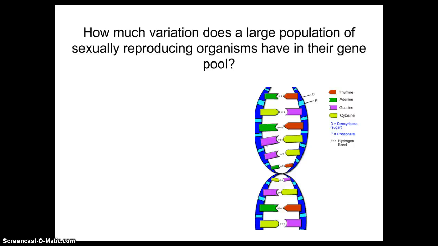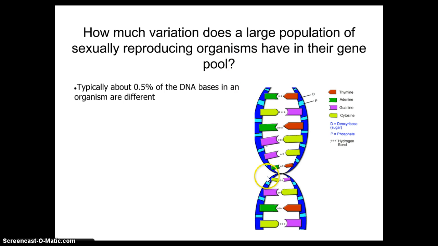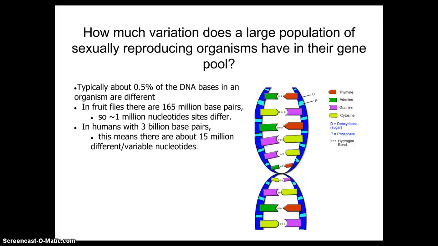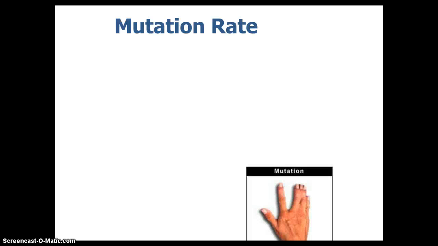How much variation does a large population of sexually reproducing organisms have in their gene pool? Typically about 0.5% of their DNA bases, the A's, T's, C's, and G's in an organism, are different. Fruit flies have 165 million base pairs, so that means they've got 1 million nucleotide sites that differ. In humans, we've got 3 billion base pairs, so we've got about 15 million different or variable nucleotides.